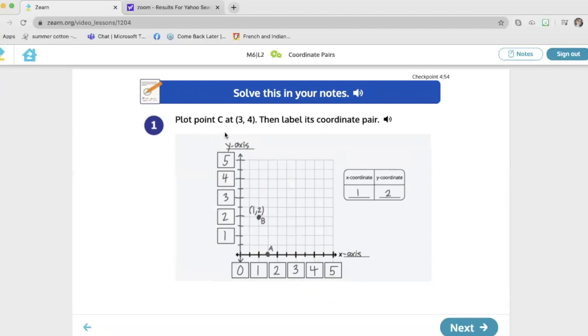Okay, plot C at 3, 4. All that means is I'm going to start at 0, and I'm going to go over on the x-axis to 3, and then I'm going to move up 4 because my y-axis is telling me to go to 4. So if we were doing this in class or on paper, your point would go right here at 3 on the x, 4 on the y.